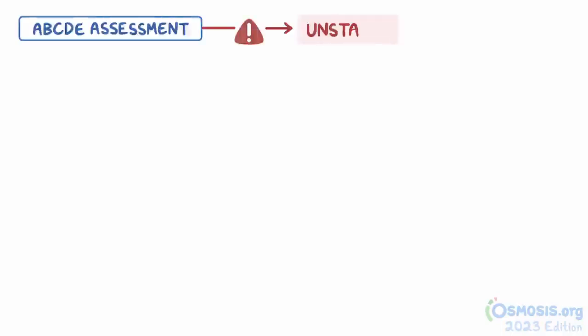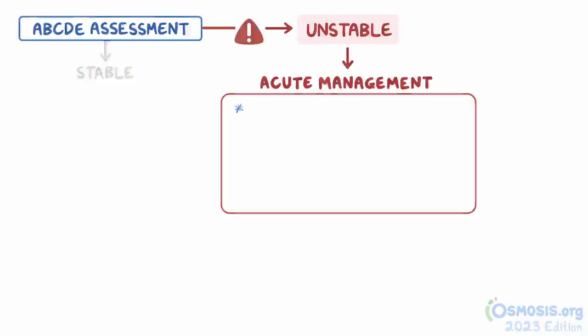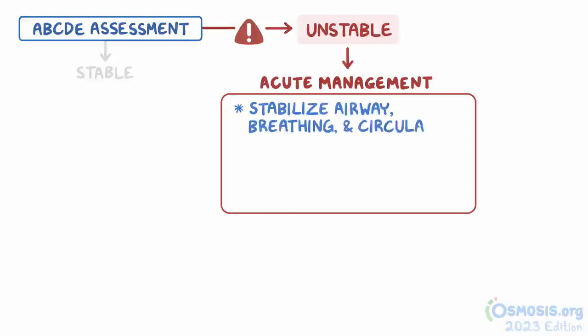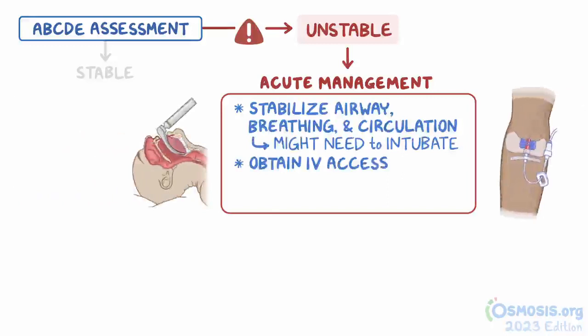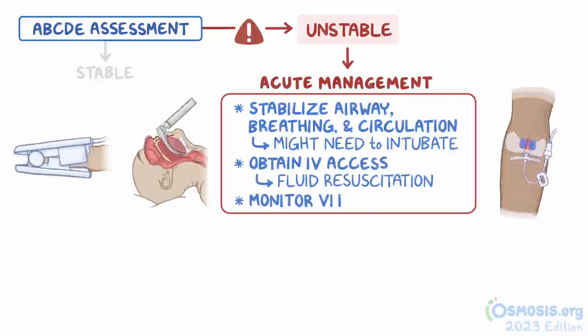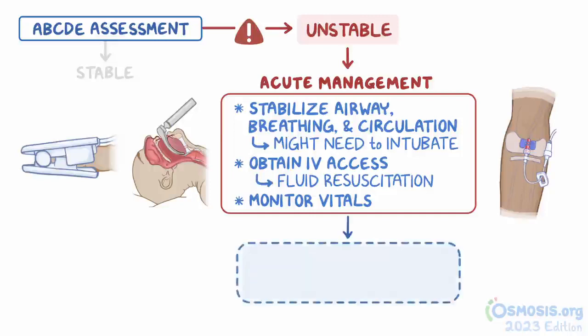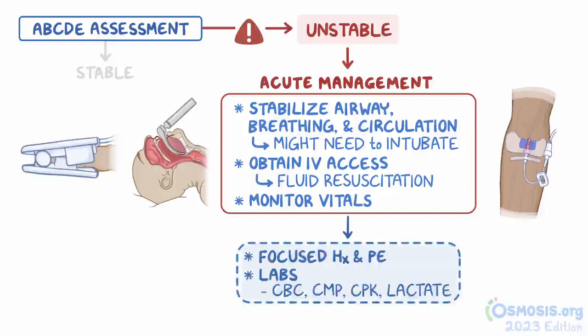When assessing a patient with signs and symptoms suggestive of acute compartment syndrome, first perform an ABCDE assessment to determine if the patient is unstable or stable. If the patient is unstable, start acute management immediately to stabilize their airway, breathing, and circulation. This means that you might need to intubate the patient, obtain IV access, begin fluid resuscitation, and monitor their vitals before continuing with your assessment. Once this important step is complete, obtain a focused history and physical exam, as well as labs like CBC, CMP, CPK, and lactate.